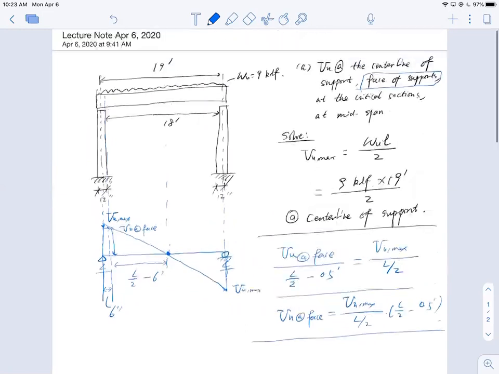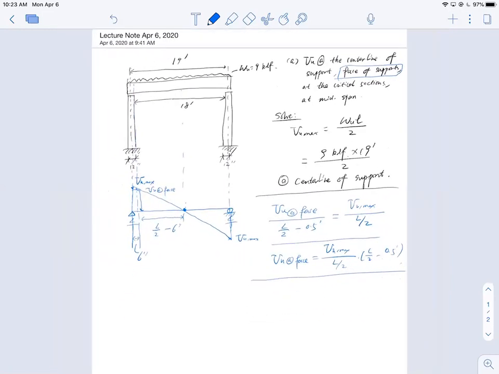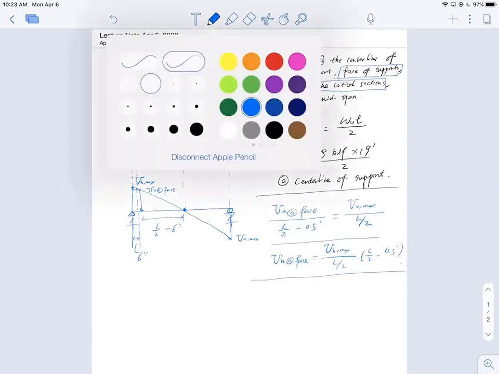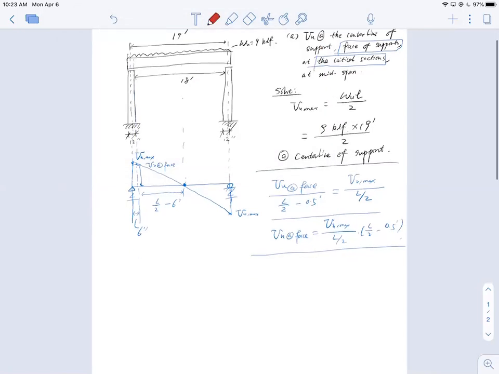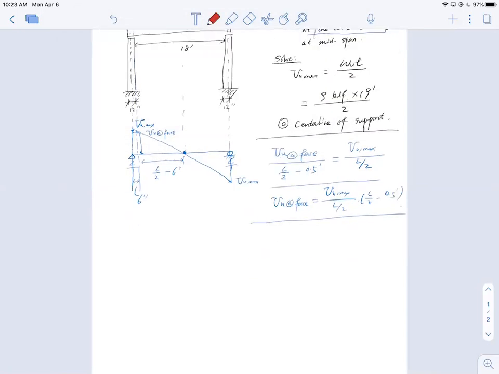Now, looking back, the problem is also asking about the critical section. Where is this critical section? I'm going to use red here to differentiate. Same diagram, so I'm going to copy this and redraw the shear diagram. So this is the maximum shear.